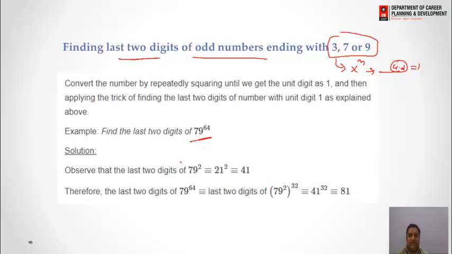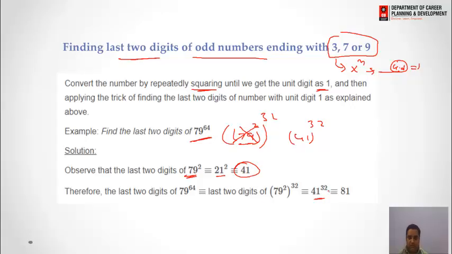Suppose we have an example like 79 power 64. We just need to keep squaring the value until we have the unit digit as 1. Now 79 power 64 can be written as 79 square power 32. If we solve 79 square, the last two digits are 41. So what are we supposed to do? We just need to solve 41 power 32. Instead of the whole thing, we can just write 41 power 32.